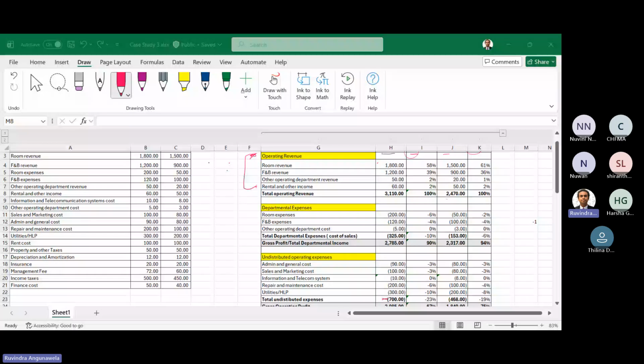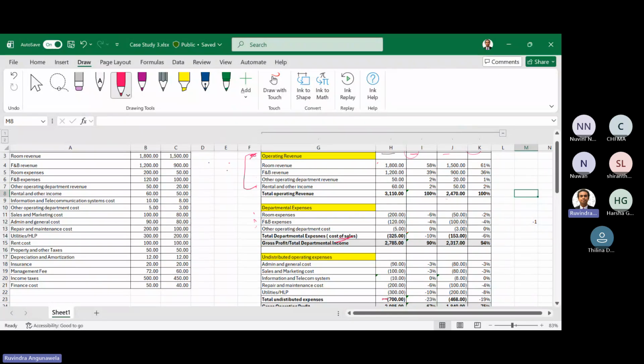the other operating departmental expenses, meaning the minor operating department expenses. And then you finally have the total cost of sales. So here we have the total departmental expenses, also known as what? The cost of sales. And that will be 325 million versus last year, 23-24, 153 million.